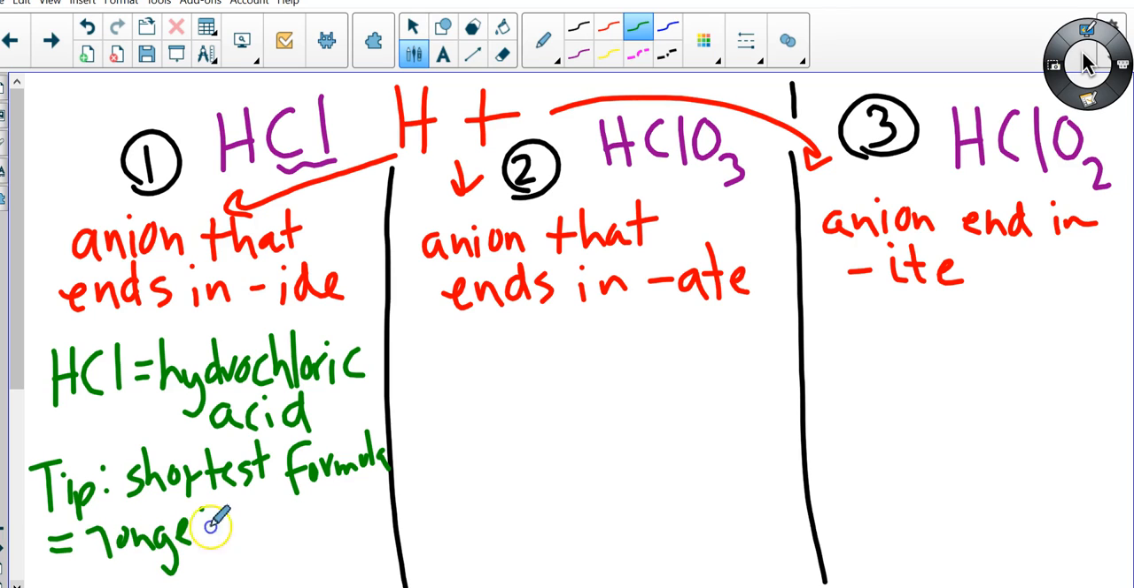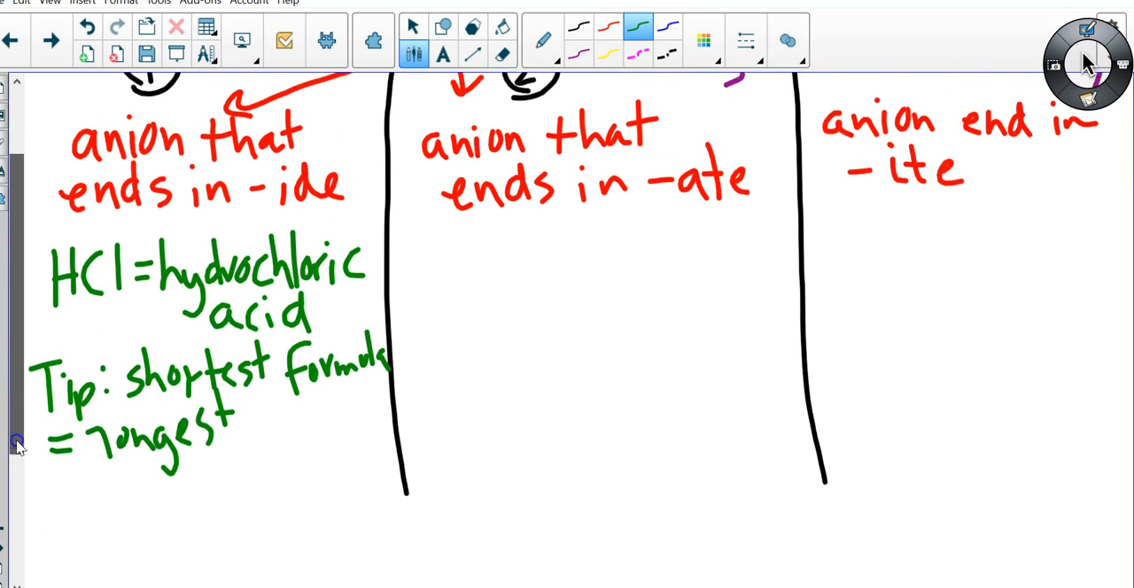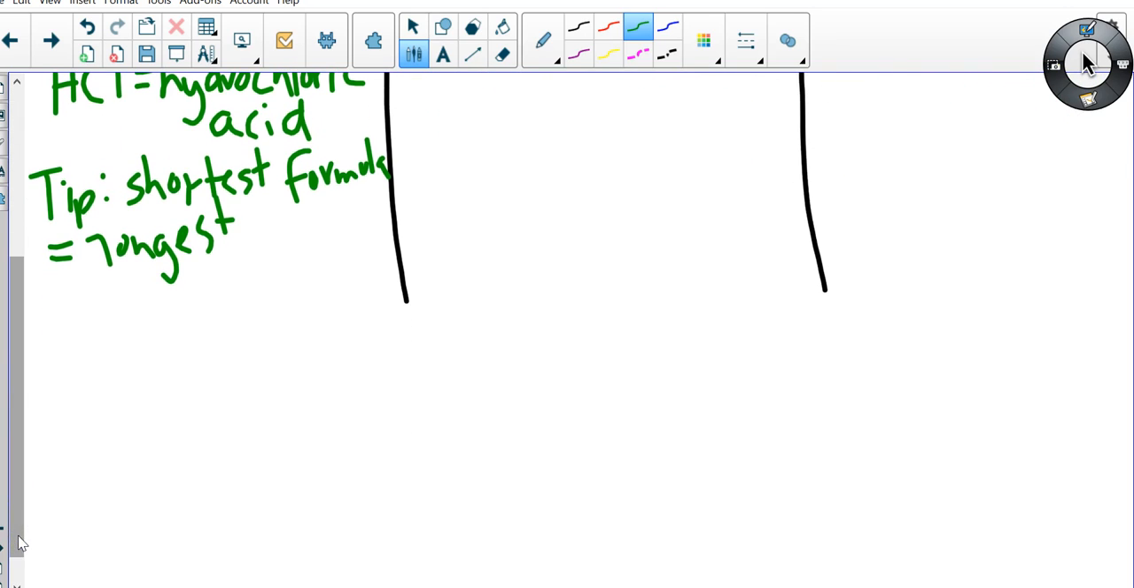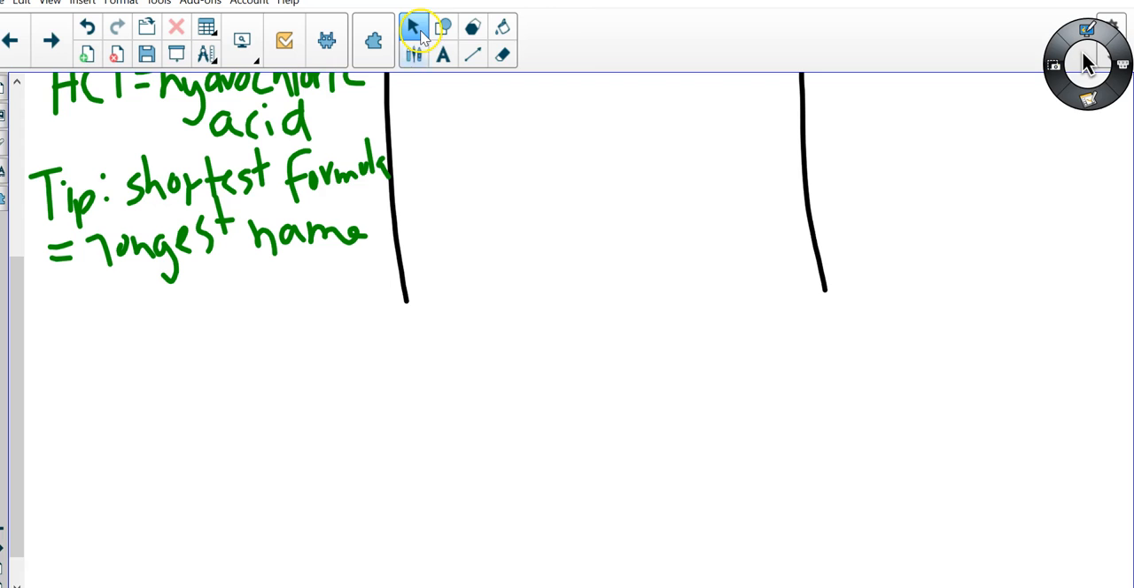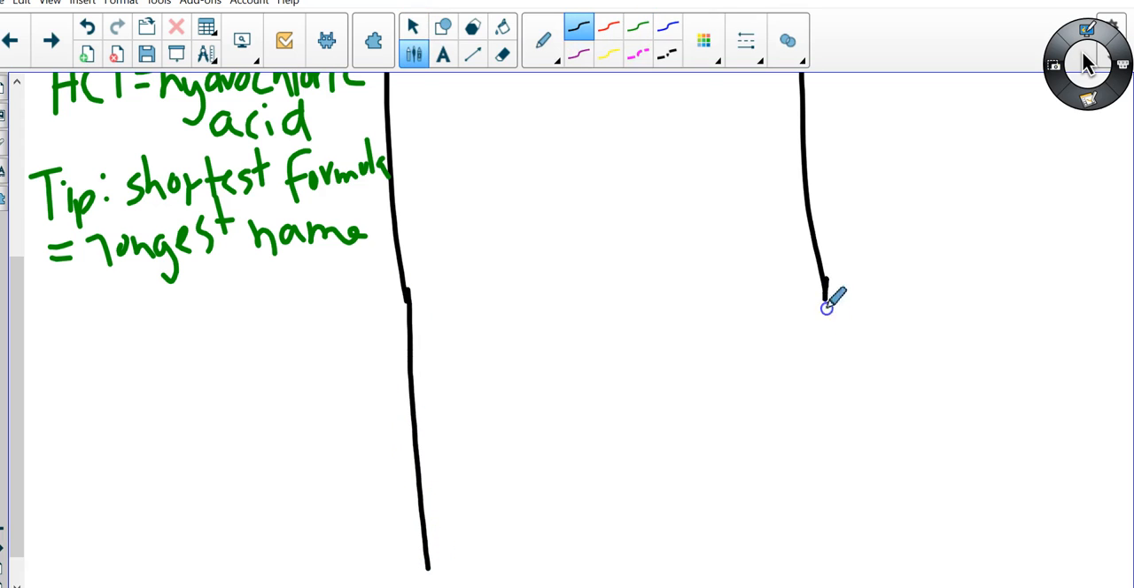Can you see how I'm easing into it? Just easing into it. So it has hydro in it, okay? So let's scroll down a little bit more. Shortest formula has the longest, I forgot the last word, thing. Nope. I didn't even start, y'all. Are you yawning? I'm not offended.